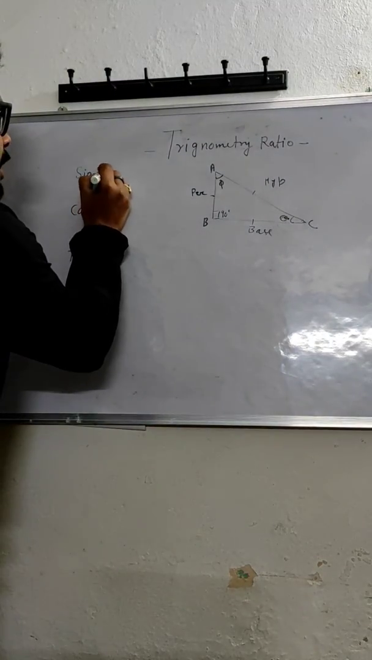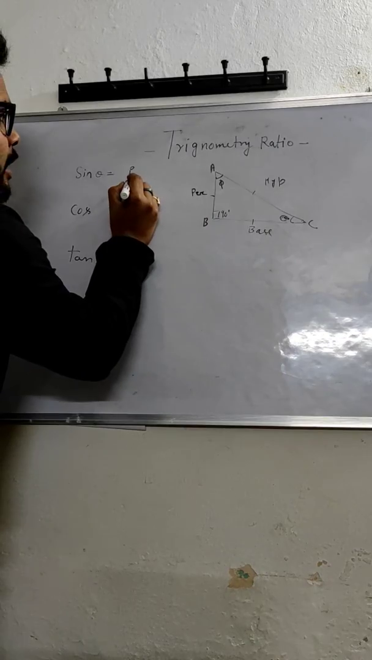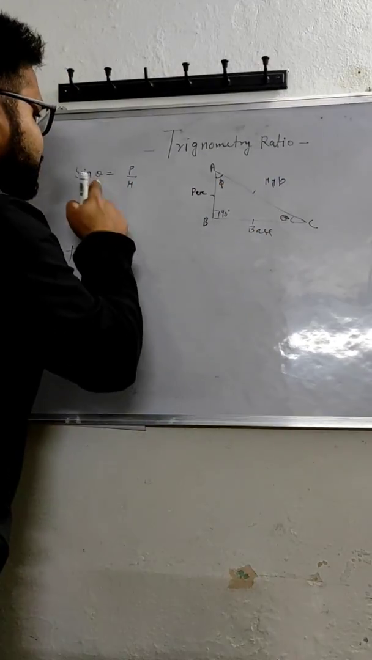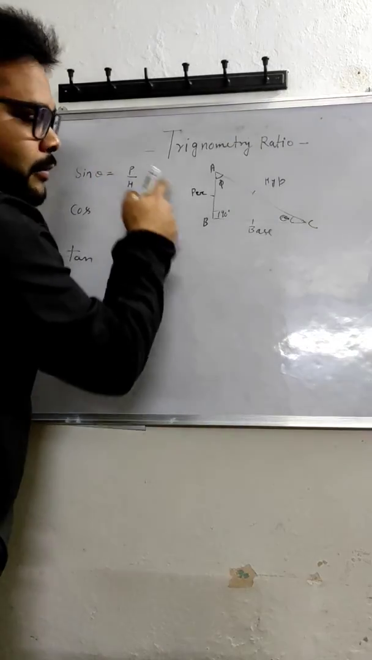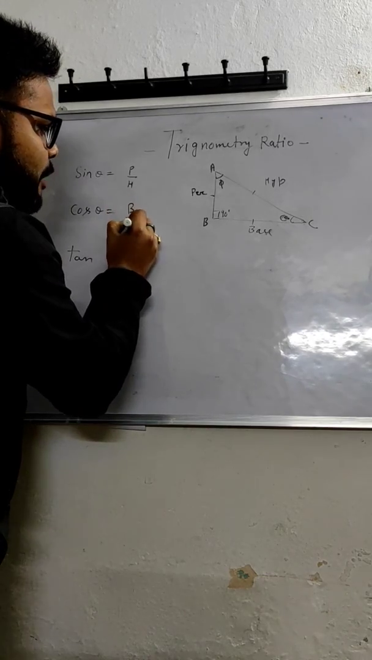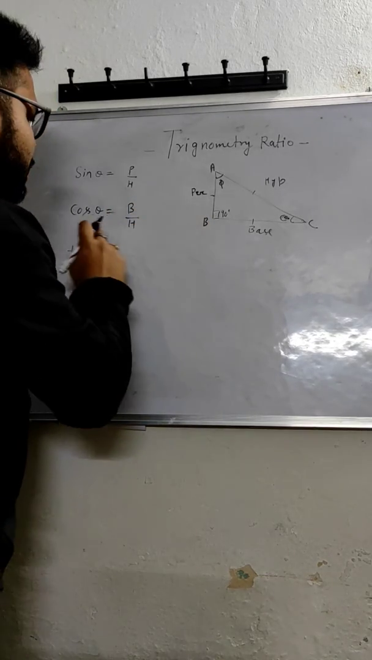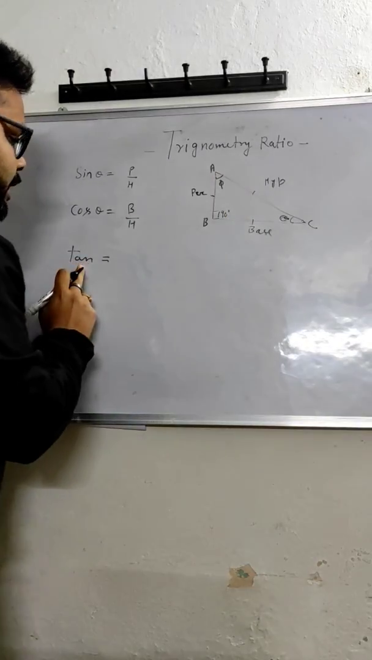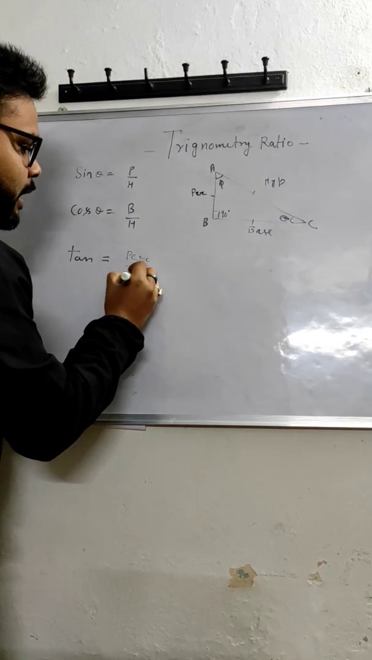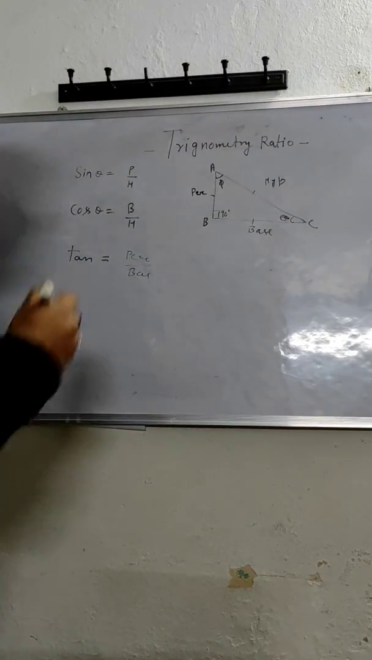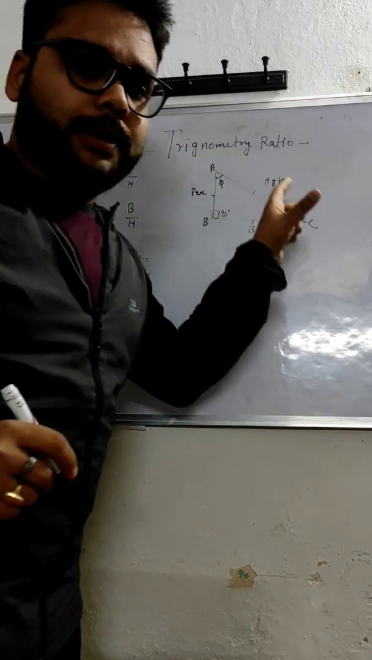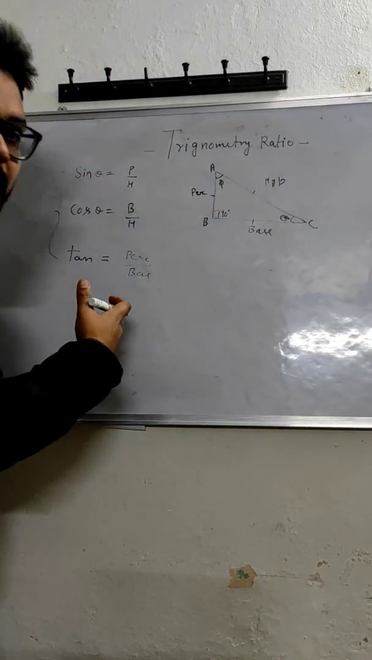So sine theta will be perpendicular divided by hypotenuse. You can see there is a relation between the angle and sides of the triangle. Cos theta will be base divided by hypotenuse, and tan theta will be perpendicular divided by base. These are the basic parameters by which we can calculate trigonometry ratios. After that we can expand these parameters.